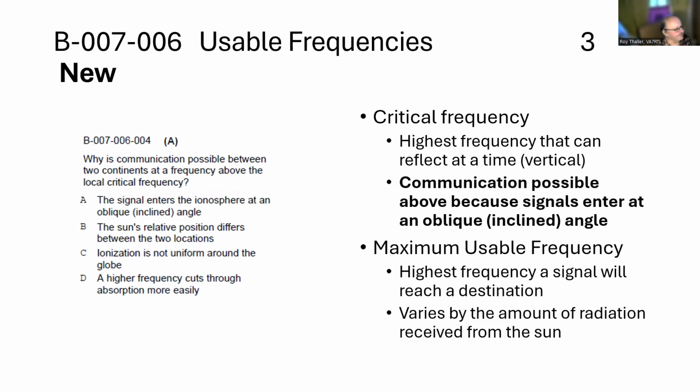Here's a new question. Why is communication possible between two continents at a frequency above the local critical frequency? That would be because the critical frequency goes straight up and down, while the frequency you're currently using goes at an oblique angle. So the signal enters the ionosphere at an oblique inclined angle. So A is the correct answer.